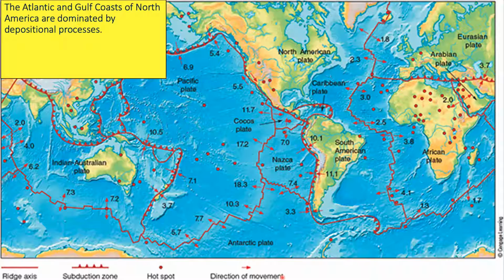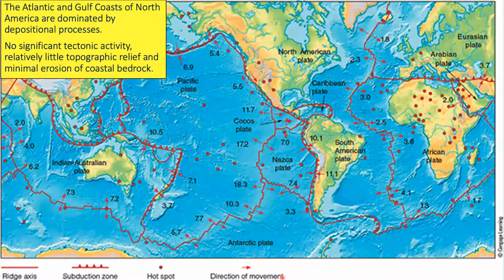So if we look at the United States, we can say in general that the Gulf Coast and the East Coast are depositional coastlines, and the Pacific Coast or the West Coast is an erosional coastline.